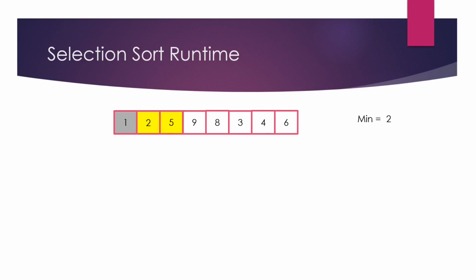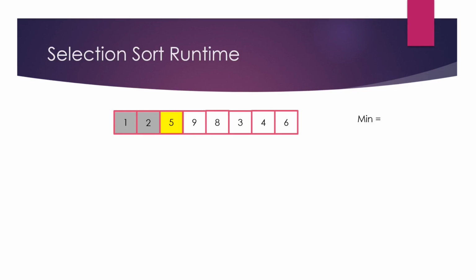Now you're scanning number 5. Is it less than 2? No. 9, less than 2? Nope. Less than 2? Nope. Less than 2? Nope. Less than 2? Nope. Less than 2? Nope. So in this case, you didn't swap anything at all. After you're done processing the second slot, we move to the third slot.